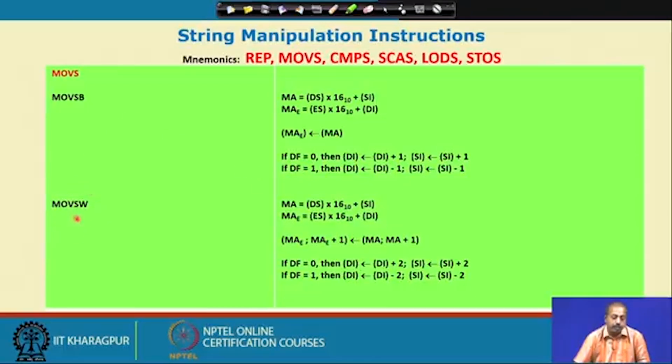Similarly, this MOVSW instruction is similar to MOVSB, but here 2 bytes will be transferred. MAE will get the content of memory location MA, and memory location MAE plus 1 will get the content of memory location MA plus 1, and after that the DI and SI values are incremented or decremented by 2. So, this way this MOVS instruction can be useful.